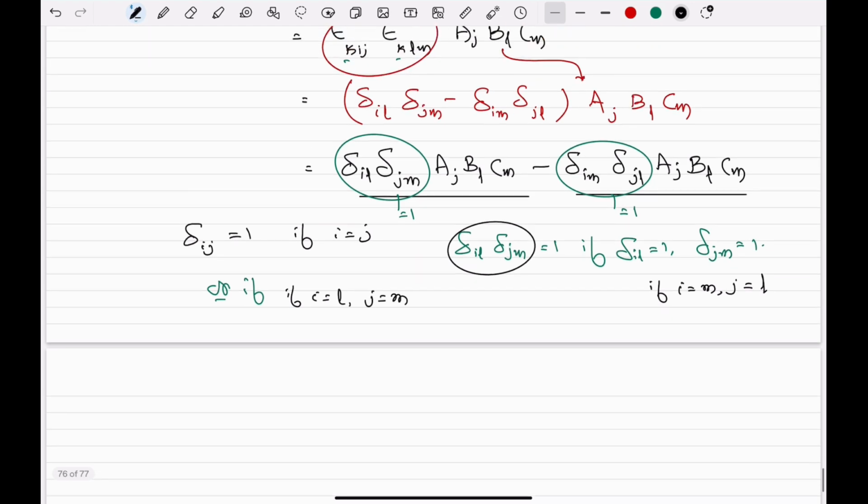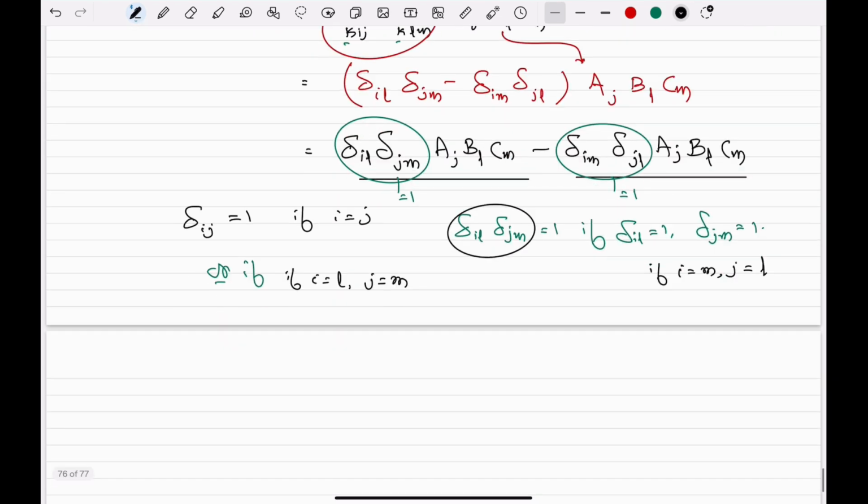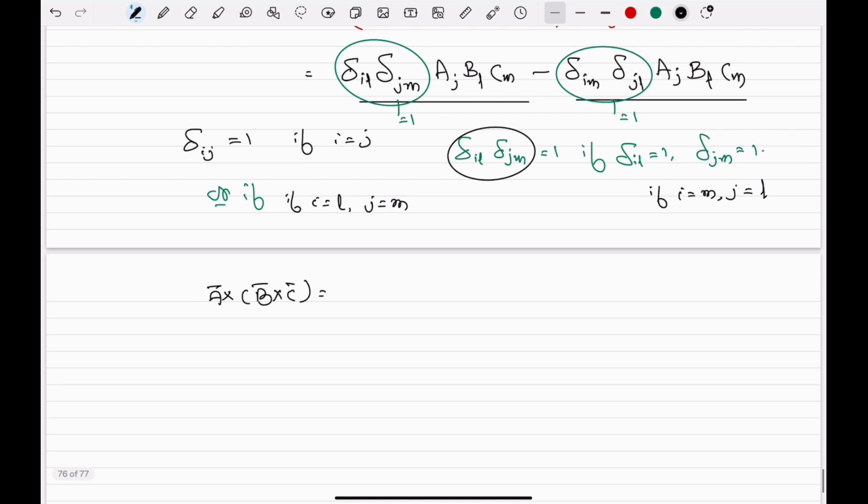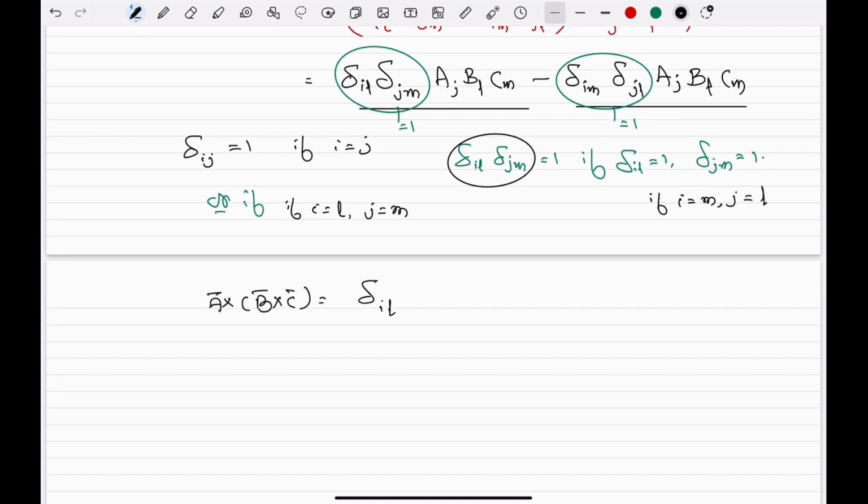Now the whole equation becomes A cross B cross C, just C. This is equal to δIL δJM AJ BL CM. It is nothing but rearranging, that's all. Minus δIM δJL AJ BL CM.